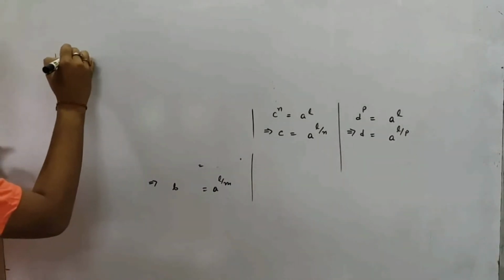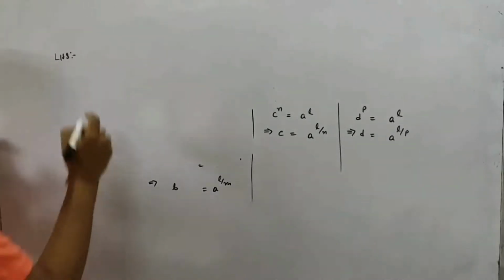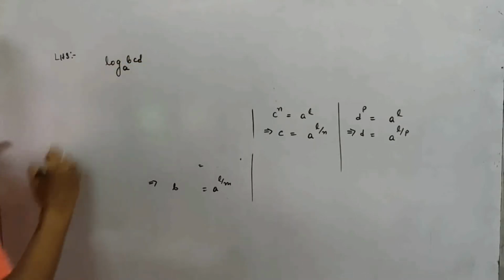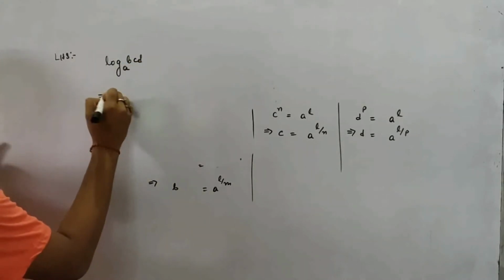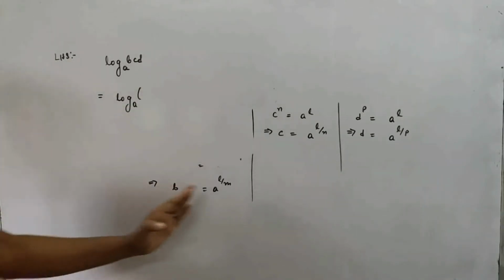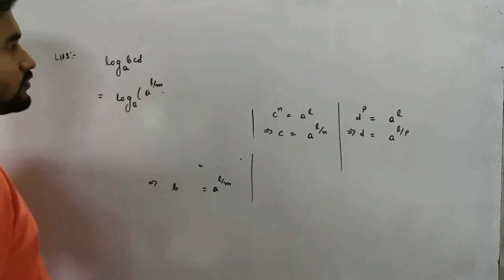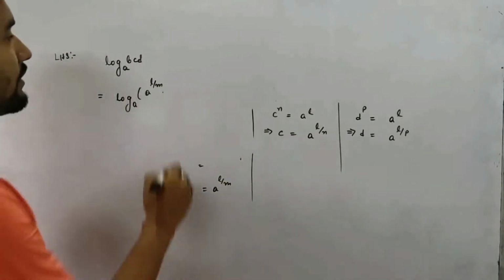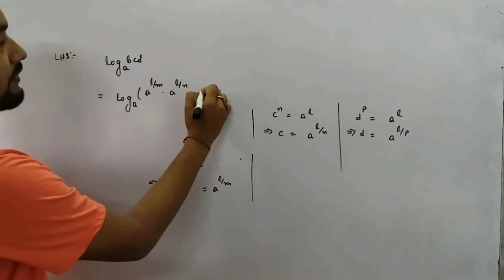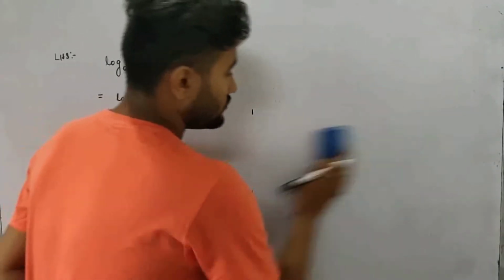So LHS, what is given? Log of bcd to the base a, which is equal to log of a to the power l by m, into c, a to the power l by n, into d, a to the power l by p. So substitute all the values.